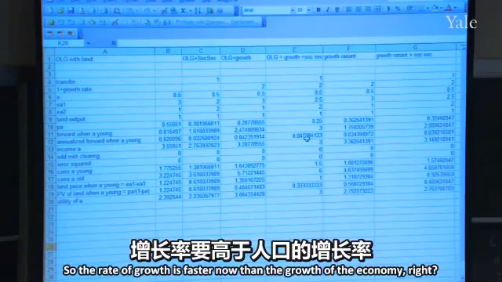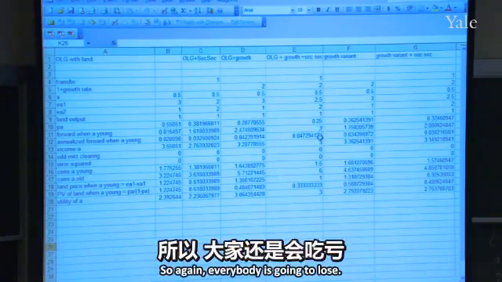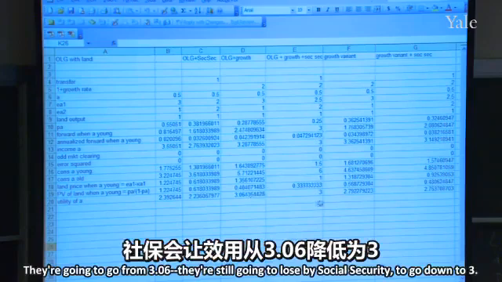Okay, so the rate of growth is faster now than the growth of the economy, right? This interest rate, 300%, is faster than the rate of growth, which is 100%. So again, everybody is going to lose. They're going to go from 3.06. They're still going to lose by Social Security to go down to 3.